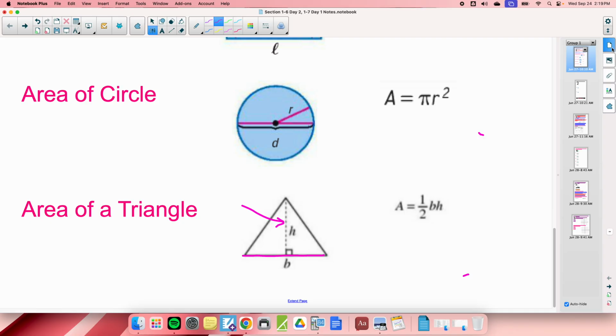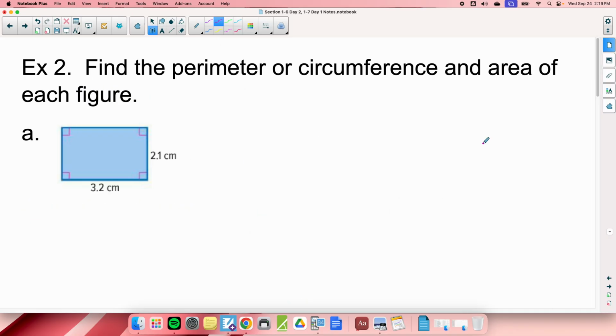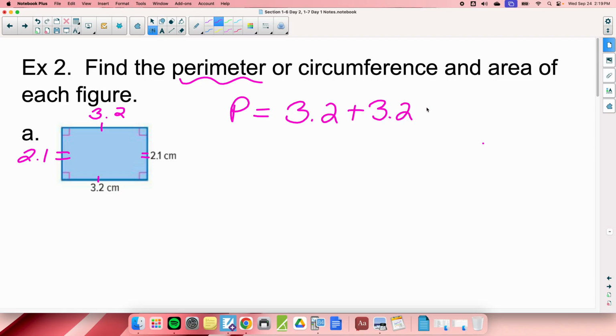Now we're going to go to this page and find this out. This is a rectangle, and the first thing we have to do is find the perimeter. Do you know that with a rectangle, opposite sides are equal? So if that's 3.2, this is 3.2. If this is 2.1, this is 2.1. Okay? Now, for perimeter, you add around. So you would go 3.2 plus 3.2 plus 2.1 plus 2.1.